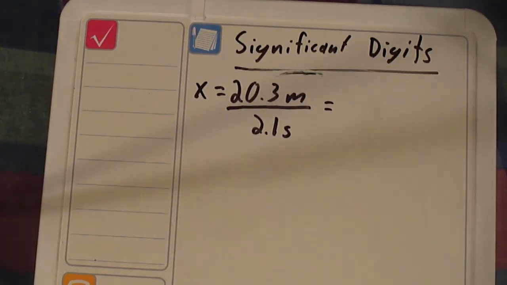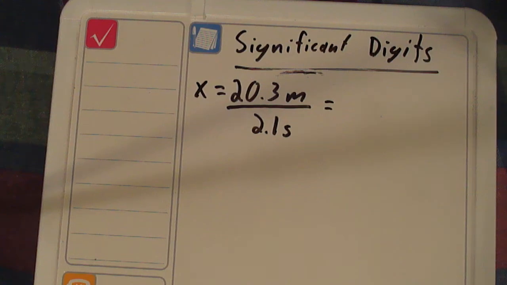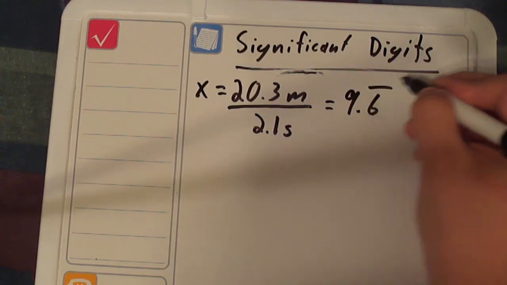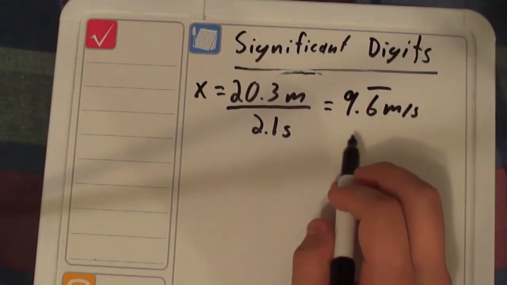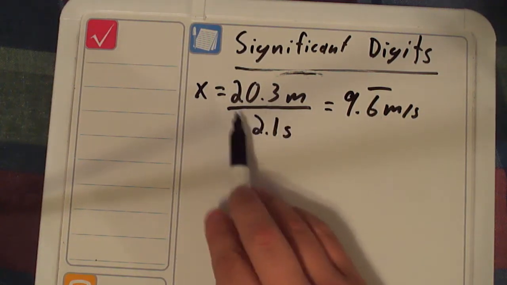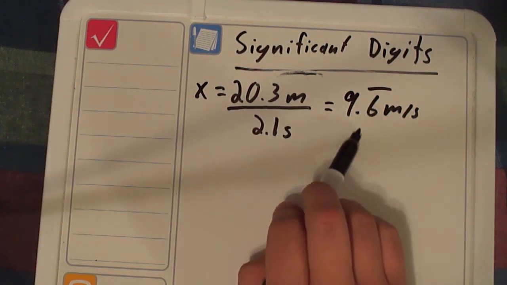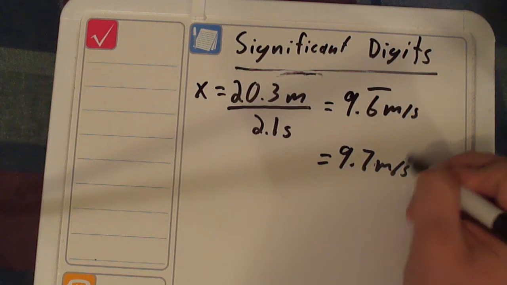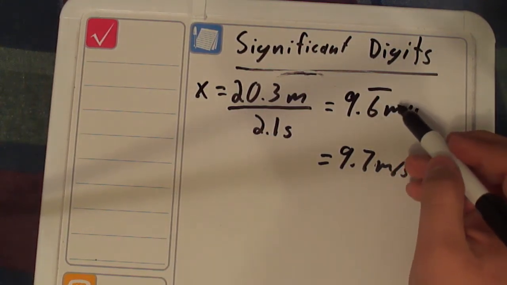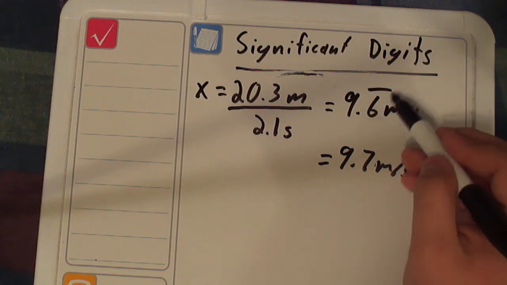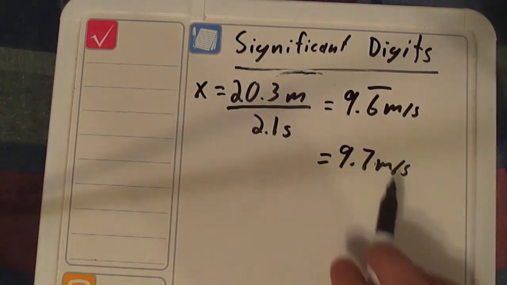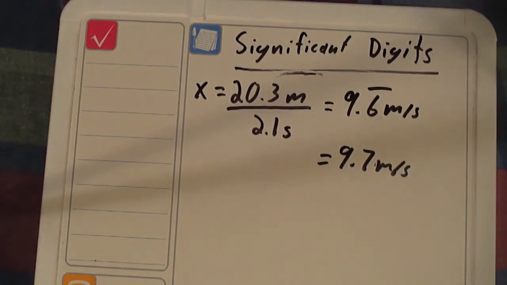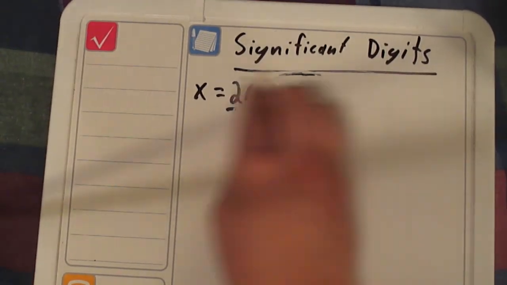So 20.3 divided by 2.1 is 9.6 repeating meters per second. Since we can only have the least amount, well, there's 2 here, which means I can basically just leave it like this, except round it to 9.7 meters per second. Most people should know that is a repeating sign. So 9.6 repeating means this 6 just goes on forever. Rounding it, since it's all 6s, it rounds up to 7. Like I said, pretty easy.